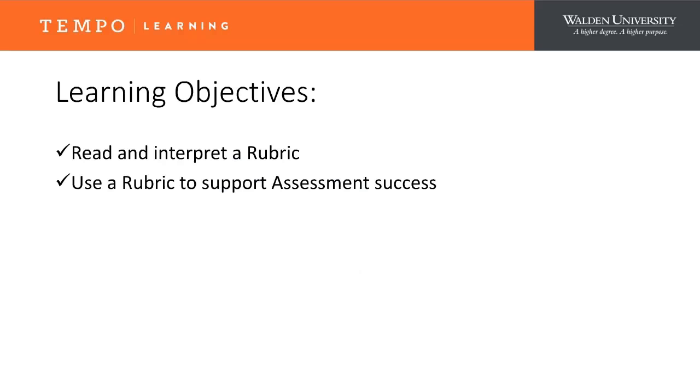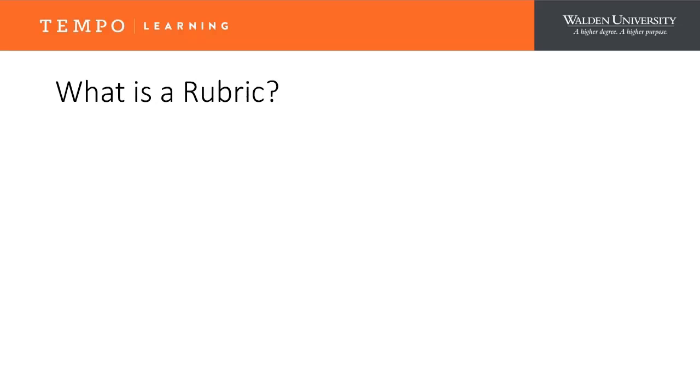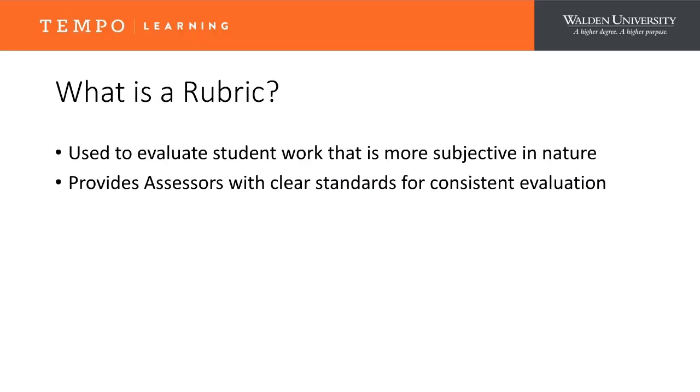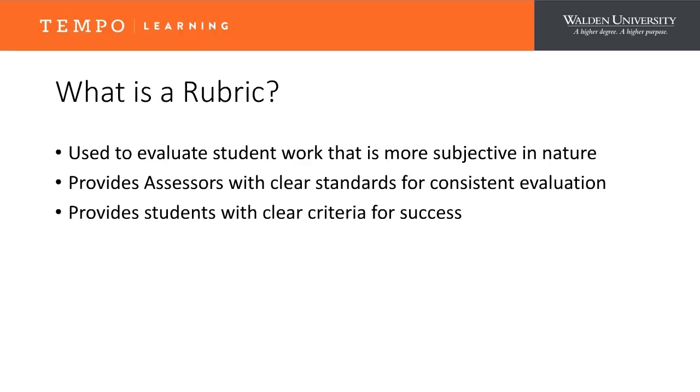attempting assessments. In this tutorial, you will learn how to read a rubric and use it as a tool to pass your assessments as efficiently as possible. A rubric is a scoring tool of choice when the evaluation of your work is more subjective in nature, when there's not one right answer, but degrees of rightness. Rubrics give faculty assessors standards for how to judge student work in a consistent way, and they give students criteria for what it takes to perform well.